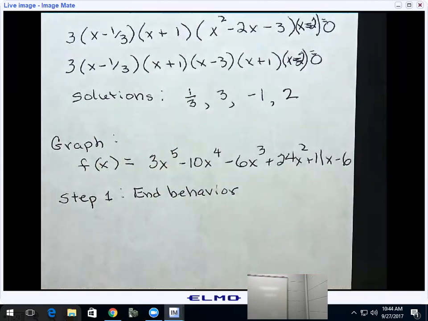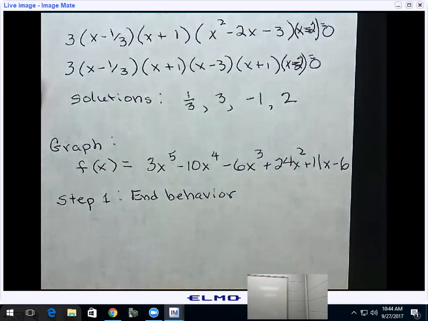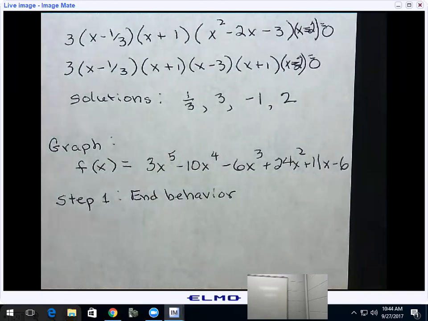So you want us to do step one, like we did? No, you don't have one of these problems in the homework. You don't have specifically graph on the homework, you just have solve, but here's why we're doing this.